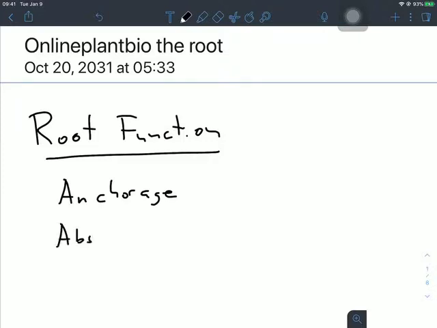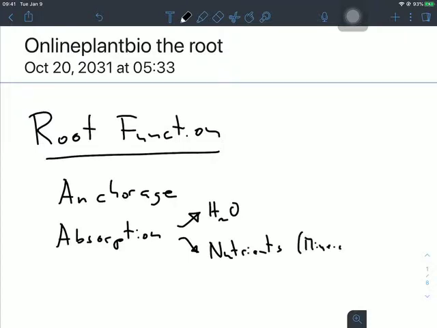Absorption. In this case, the absorption of both water and nutrients. In this case, the nutrients are not the caloric, but rather the minerals that help the plant grow, because you can have things that provide calories, provide energy. Those are the foods that we eat that allow us to continue to move.